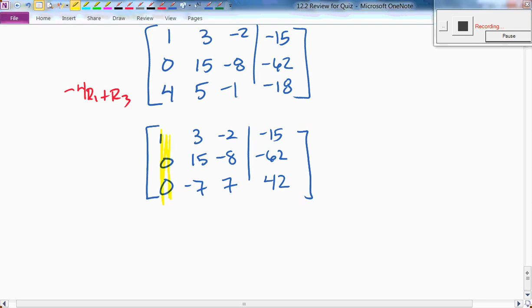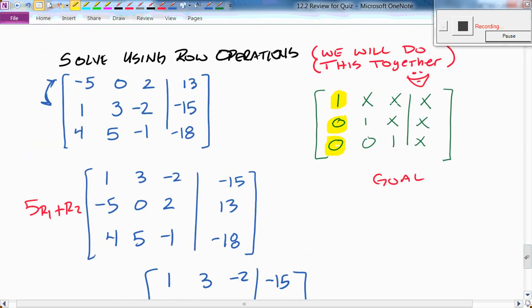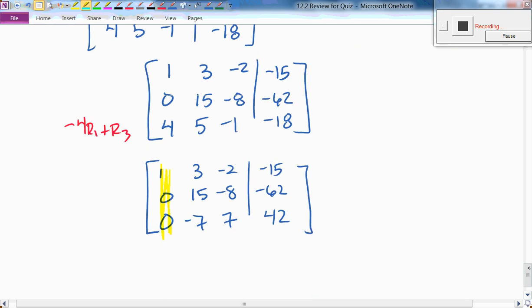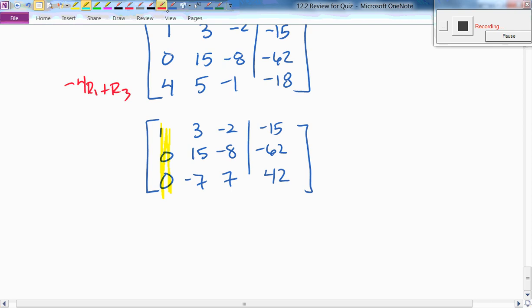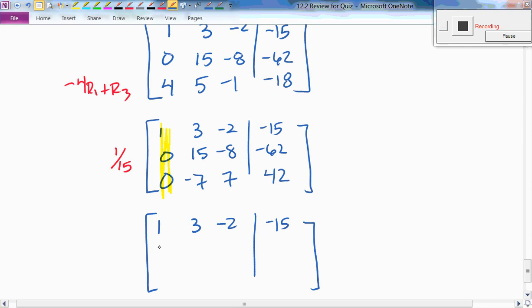Do you guys agree with that? Okay, then the next thing that we have to do, let's go back to our little map here. We need to get a 1 in that position there. Getting a 1 in that position requires us to do what to row 2? Multiply by 1/15. Very good. So we're going to multiply this by 1/15. That's going to give us on the top a 1, a 3, a -2, a -15, and then a 0, a 1.